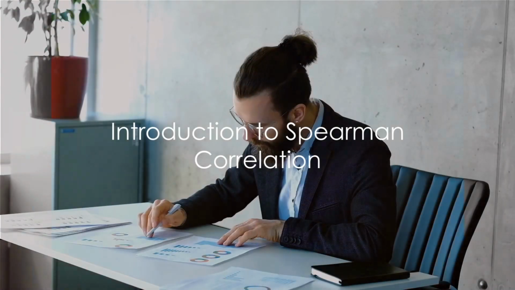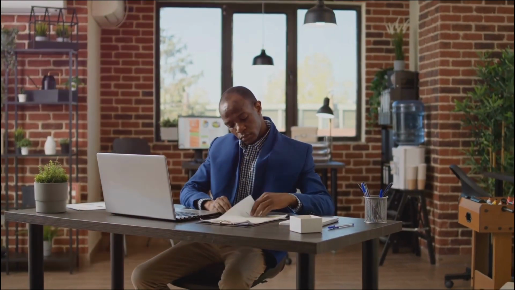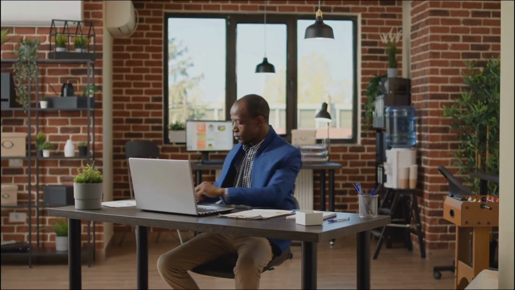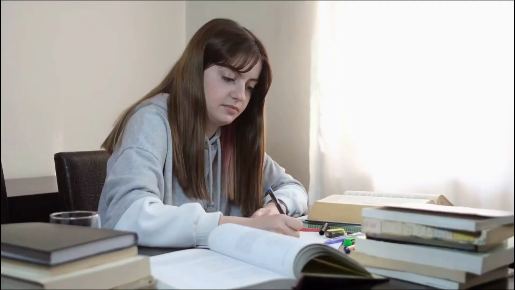Have you ever wondered how we can determine if two variables are related? The Spearman correlation coefficient provides an answer to this question. This statistical tool helps us understand the relationship between two things by identifying if they tend to move in the same direction, in opposite directions, or not at all. Let's take an example to make this clear.